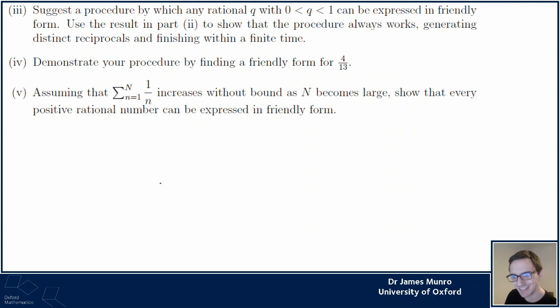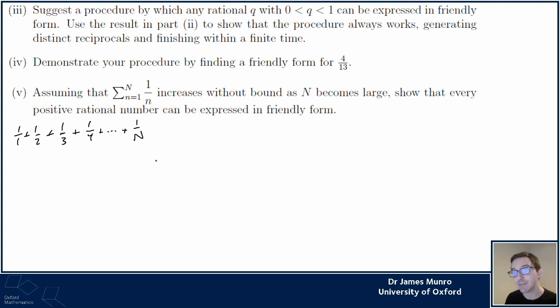Last part of the question says, assuming that the sum of these numbers increases without bound as you add more and more of them up. So as we make n really large, we're adding in more and more terms into this sum. This is the sum 1 over 1 plus 1 over 2 plus 1 over 3 plus 1 over 4 plus, and so on and so on. As you add in more terms, up to 1 over n, we're told that this increases without bound. Maybe that's surprising, maybe that's a fact you already knew, or maybe not. Either way, we're told it in this question.